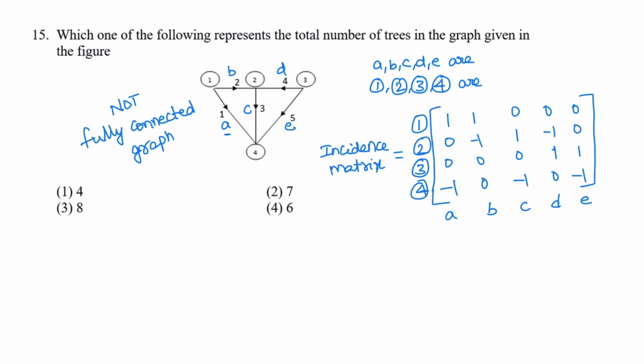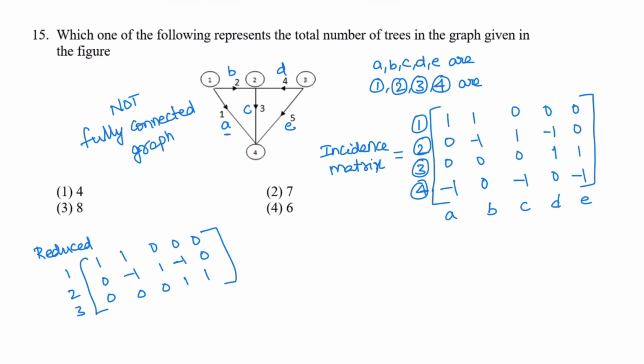From the incident matrix, remove the last row, and it will become the reduced incident matrix. So node 4 is taken as the reference node. The reduced incident matrix now consists of 3 nodes and the same number of branches. So the reduced incident matrix is 1 1 0 0 0, 0 minus 1 1 minus 1 0 0, 0 0 1 and 1. This is the reduced incident matrix.